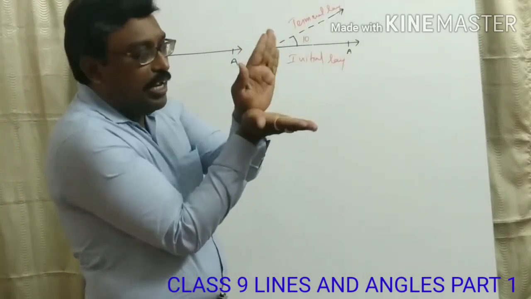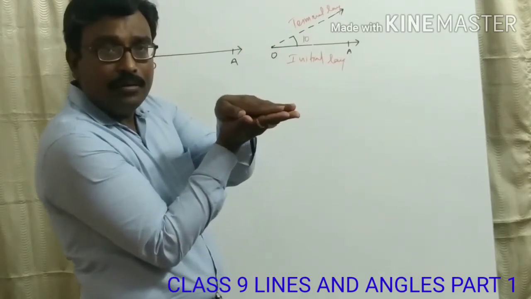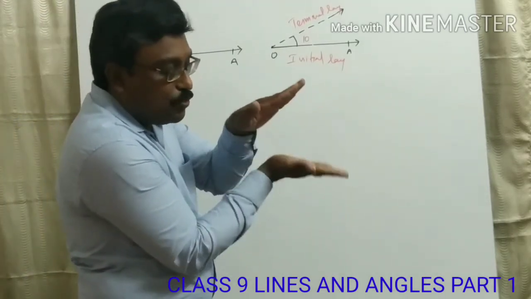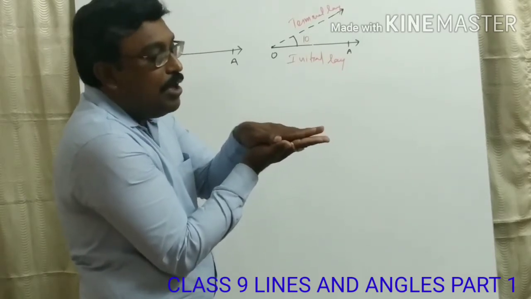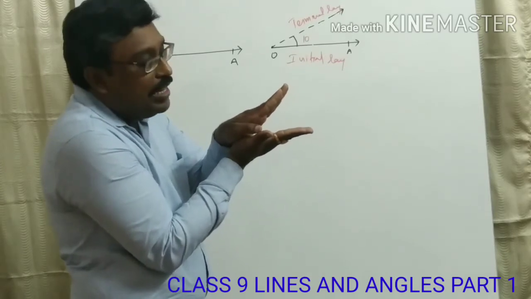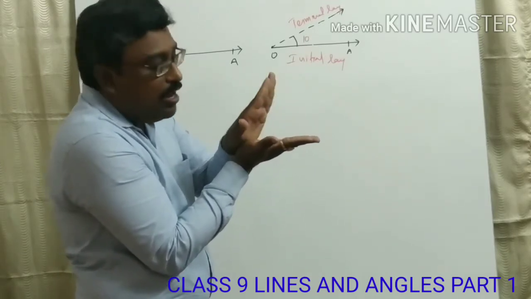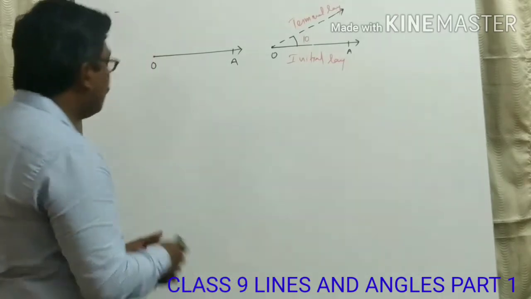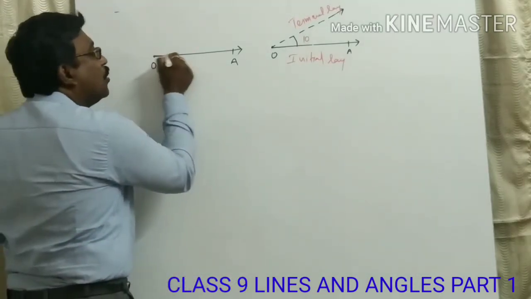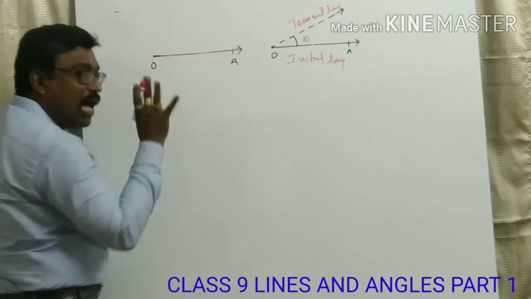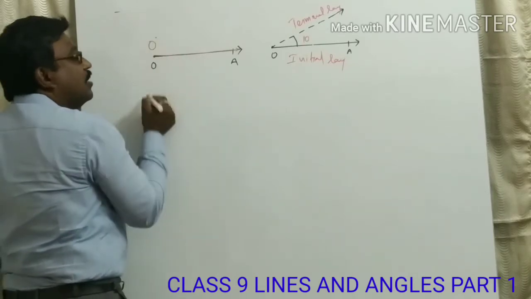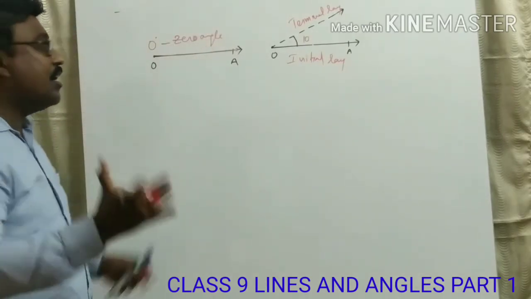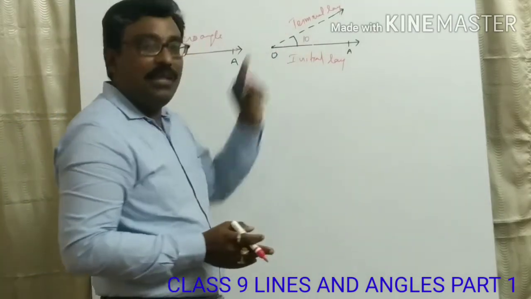Suppose you take my two palms. One palm is one ray and the other is the other ray. If I raise one, a gap is forming. But if this terminal ray coincides with the initial ray, then no angle is formed. Both are on the same line. No angle means 0 degrees, and it is called a zero angle. There is no angle measured between the initial ray and the terminal ray.